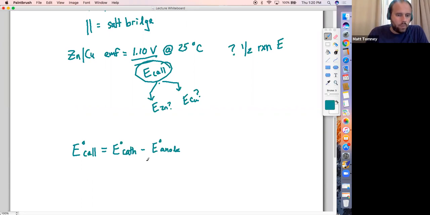And this is how we can find it out. So what we're going to do is say, well, if I can take the reading for the entire cell, and that's what happens. I can't take individual readings for a half cell. I have to have the electrons being passed through a voltage meter at the top.